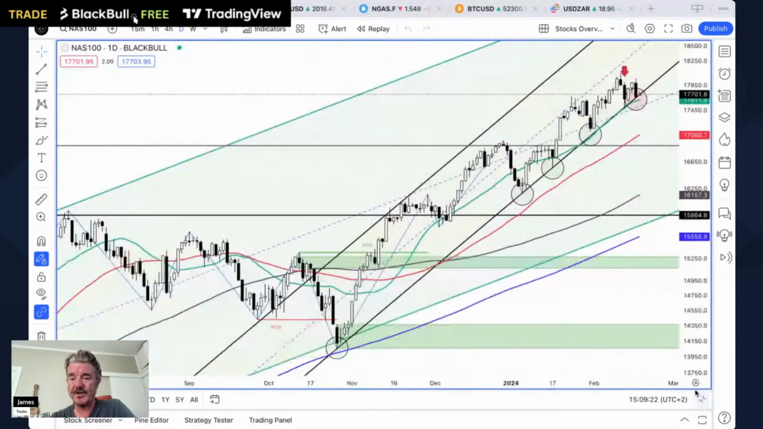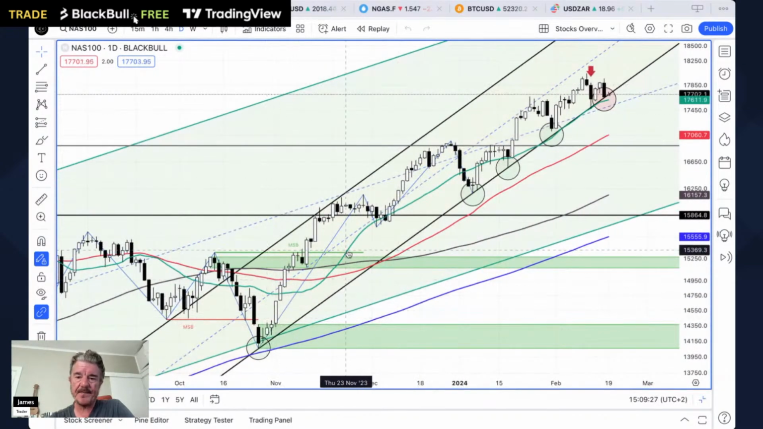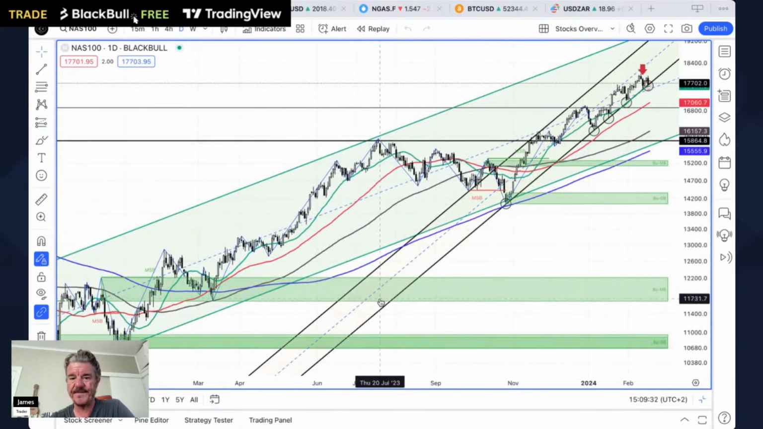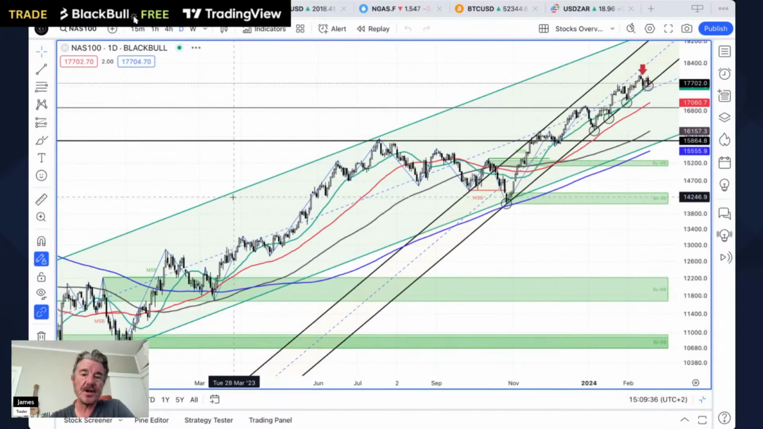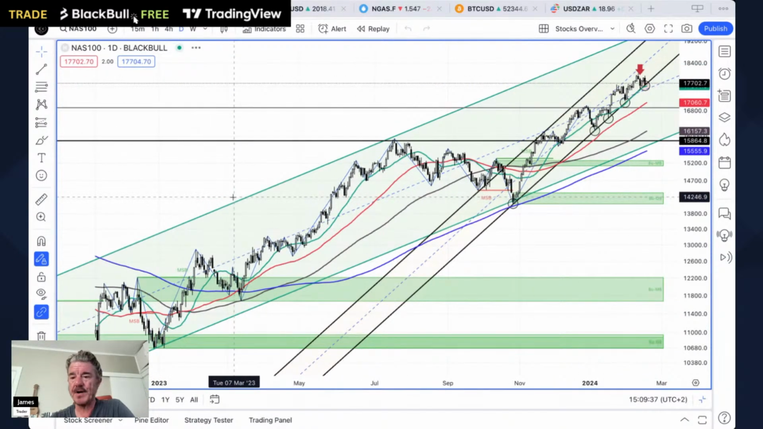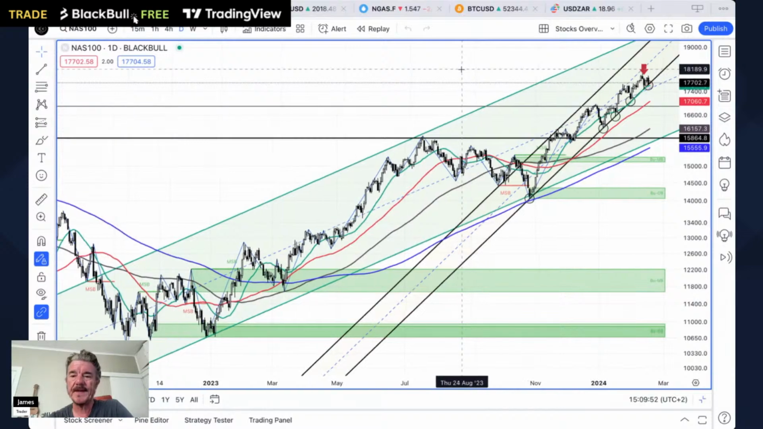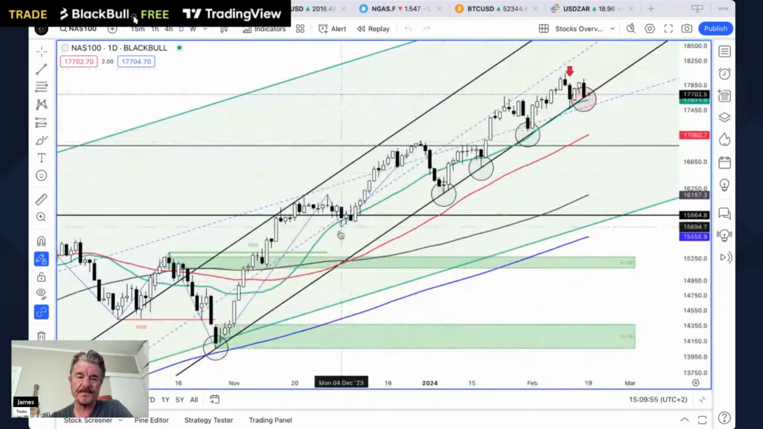So NASDAQ, I'm not even going to talk about the S&P because it's very, very similar. We've got this big channel up. We've got two channels actually on NASDAQ. We've got the steep channel, the black lines with the yellow fill that we're in at the moment, trying the bottom of it. And we've got this very large, longer term channel. And the bottom of that channel coincides with the 200 period moving average. The bottom of that channel is just below 16,000. The bottom of this big channel where we are right now is about 17.5, 17.7, where the price is at the moment. We've had 5 touches on this channel.